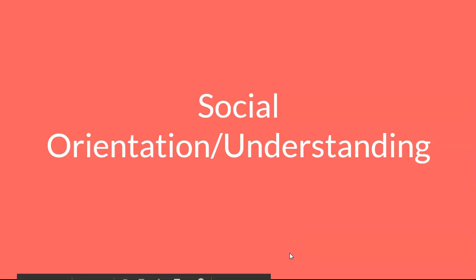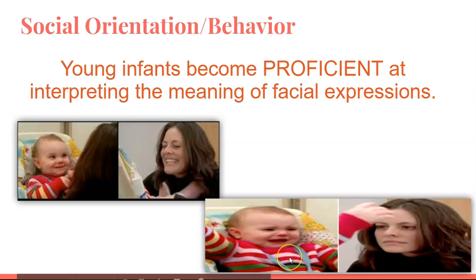Welcome back, everyone. We are going to discuss social orientation and understanding in terms of how children understand emotions and how they use their surroundings, the people that are around them, their caregivers, siblings, teachers, to further understand emotion. And so the first thing that we're going to discuss is social orientation or behavior.